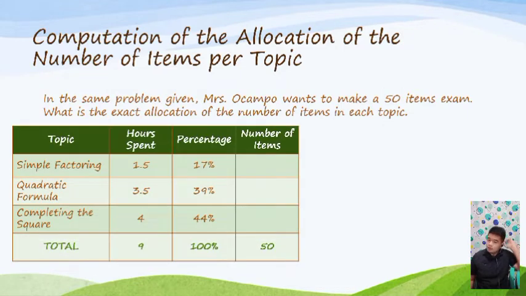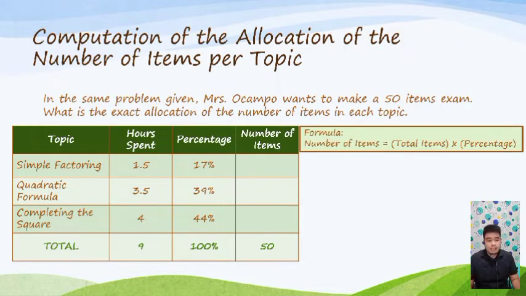So we have here the previous data. So we have the topic, the hours spent, and the percentage. Now for the fourth column, we're going to solve for the number of items in each topic. So suppose that we have a 50-item examination. So what is the number of items, or the distribution of the number of items for each of the topics? So in solving that one, we have the formula for the number of items. So total number of items multiplied by the percentage, or the percentage allocation that we solved previously.